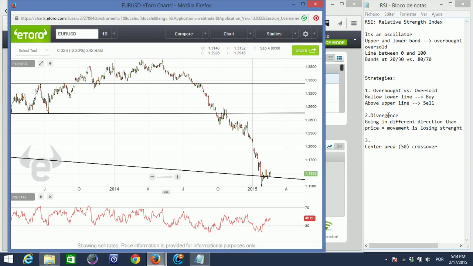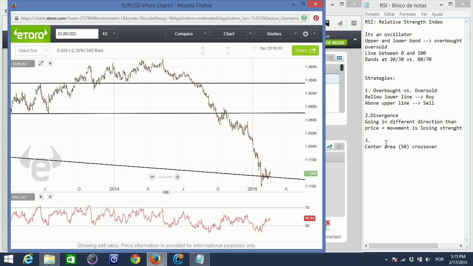All right. Strategy number 2 is divergence. Divergence means the price is going up and the RSI is going down, or the price is going down and the RSI is going up. So any time that the two things are telling us different things, it's a divergence. So if the RSI is telling us something different from the price, many times, not always, many times it could mean that the price will reverse, will go the other way.